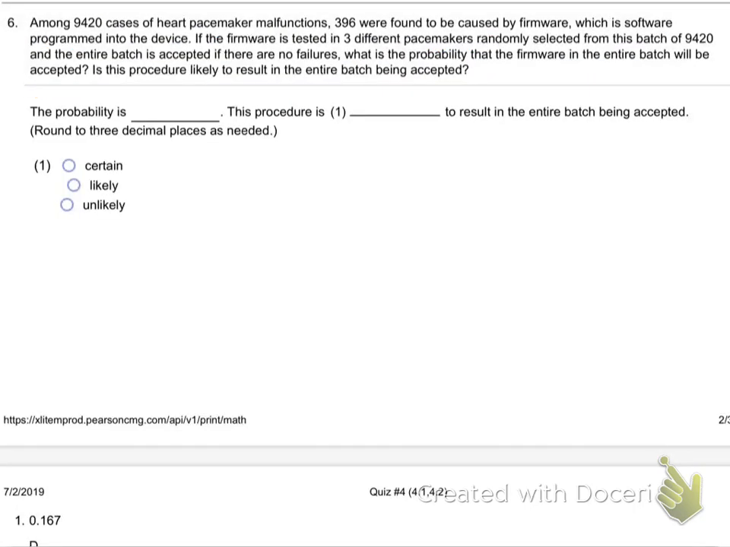Okay, now, where are we at? We're looking at question number 6, the last one. Among 9420 cases of heart pacemaker malfunction, 396 were found to be caused by firmware, which is software programmed into the device. If the firmware is tested in 3 different pacemakers randomly selected from the batch of 9420, and the entire batch is accepted if there are no failures, what is the probability that the firmware in the entire batch will be accepted?